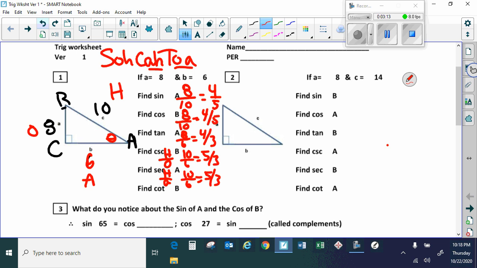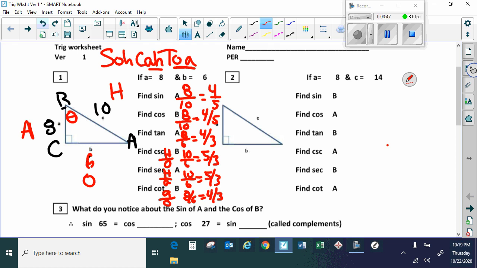And lastly, cotangent of B. So now theta is up here again at B. This now is the opposite down here, and this is the adjacent. Remember, the hypotenuse never changes. So cotangent is the reciprocal of tangent. Tangent, as we see up here, is opposite over adjacent, so the reciprocal would be adjacent over opposite. So that's going to be 8 over 6, which reduces to 4/3. And there's all your 6 trig functions of SohCahToa.